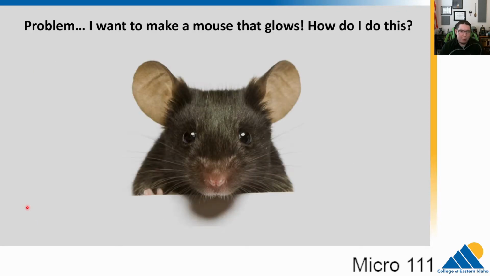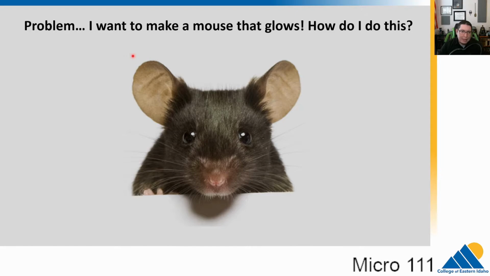Okay, so this chapter, I want to pose to you a problem. It's a problem that you've probably had in your life. You want to make a mouse that glows in the dark, right? Something that everybody, I think, wants to do. We're mad scientists today. How do we go about doing this? How do we make this mouse glow in the dark?